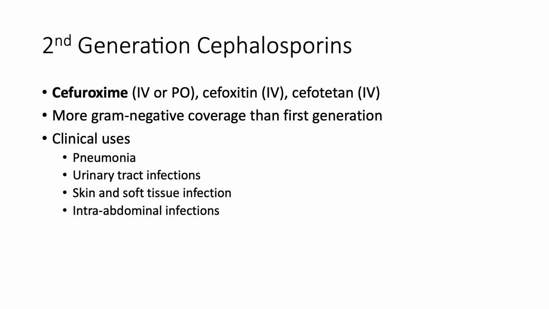The next generation of cephalosporins includes cefuroxime, which can be given IV or orally, cefoxitin, and cefotetan, which are both IV. And these have more gram-negative coverage than the first generation cephalosporins, and so they can be used for things in addition to skin and soft tissue infections like urinary tract infections and pneumonia and intra-abdominal infections.